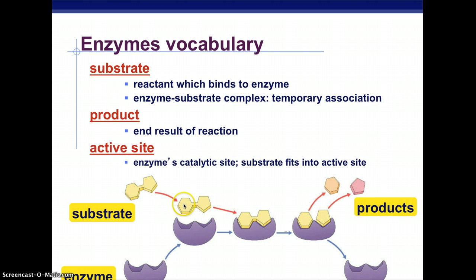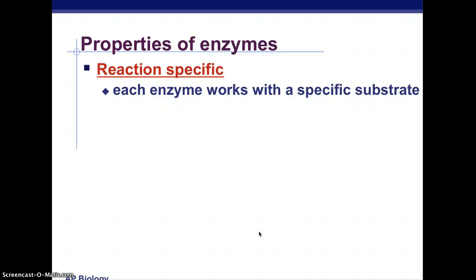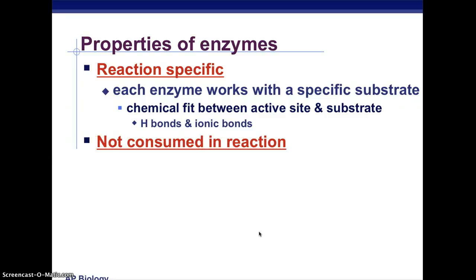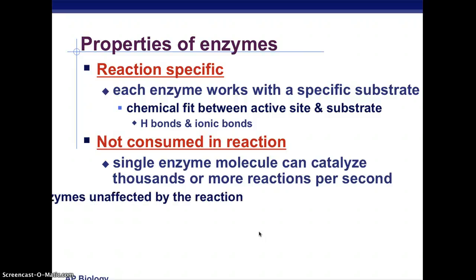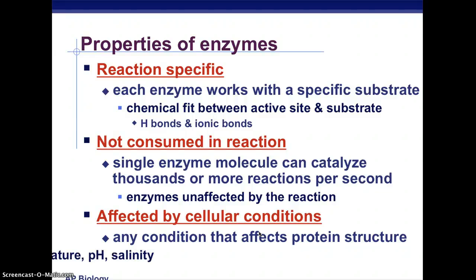And then where the substrate fits into our enzyme, this little hole down here, that's known as the active site. That's where the substrate binds to our enzyme. So, properties of enzymes. Properties are reaction specific, meaning that each enzyme works only with a specific substrate and does only one chemical reaction. They're not consumed in the reaction, meaning the enzyme can be used over and over and over again. And they're affected by cellular conditions.